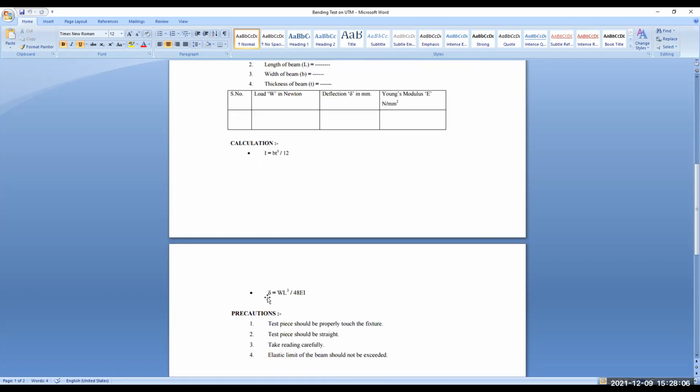Then, since we know the deflection, we know the load, we know the length, even Young's modulus can be calculated, and I is also known as per the dimensions. So E can be calculated here, and I is given here as bd cubed by 12. So E is the only unknown factor which can be calculated here.